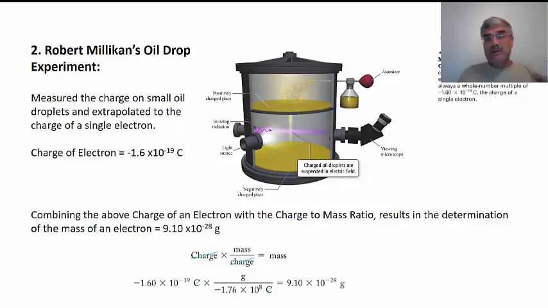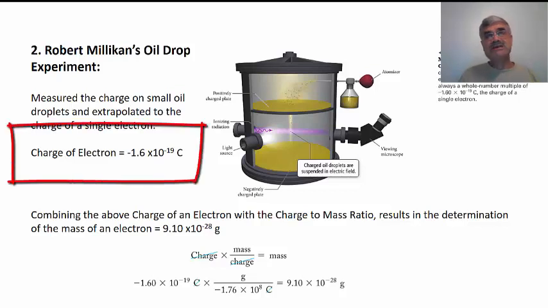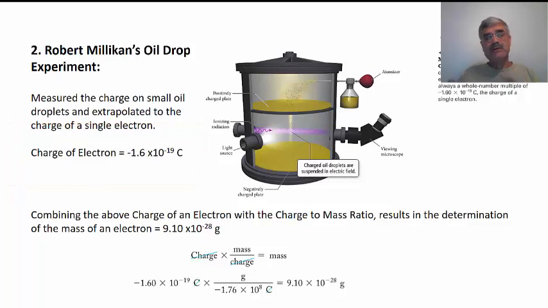And that's because the oil droplets had charge, multiples of integer values of charges, and he was able to extrapolate down to only one charge per oil droplet and determine that value to be minus 1.6 times 10 to the minus 19th coulombs. So from Millikan's oil drop experiment, he was able to determine the charge of an individual electron.